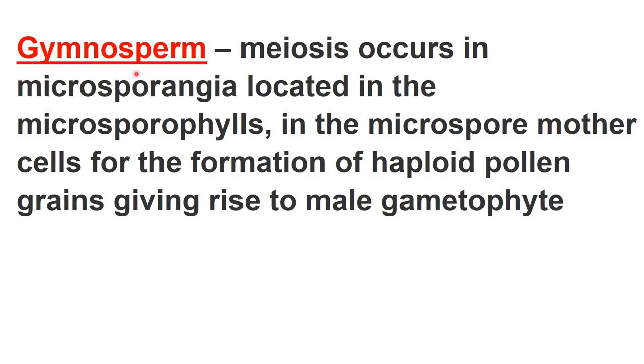Now in the case of gymnosperms, meiosis occurs in microsporangia located in microsporophylls, right? In the microsporophylls, microsporangia are present, and in those microsporangia, microspores are formed by meiosis division. Now what is present inside the microsporangia? Microspore mother cells, and that microspore mother cell undergoes meiosis division for the formation of haploid pollen grains, giving rise to the male gametophyte.